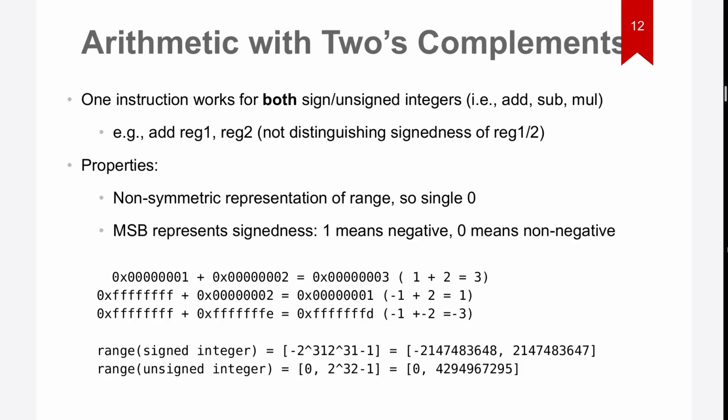The range, as we already talked about, for signed integers, we need to pay attention: there's one additional negative value that we can represent that we cannot represent on the positive side. For unsigned integers, nothing really changes. You can use the full spectrum of 2 to the 32 values, including the 0.